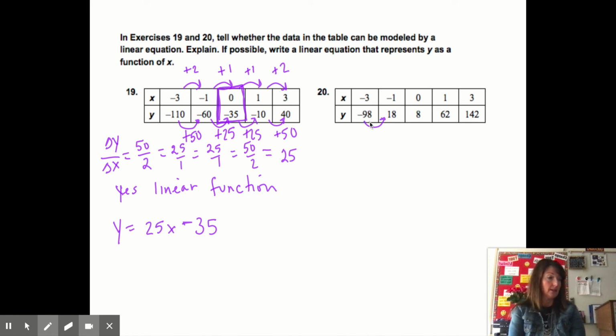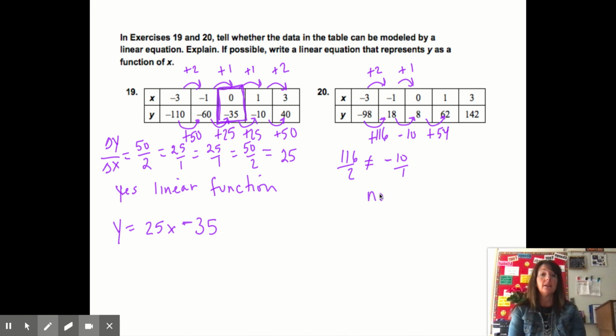Going from negative 98 to 18, I have plus 116. From here, we have subtracting 10. And then here we have increasing by 54. Well, let's just take a look at how these are changing. So plus 2, plus 1. These two ratios would have to be the same, and 116 divided by 2 does not equal negative 10 divided by 1.